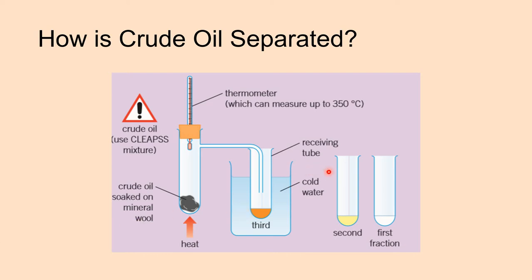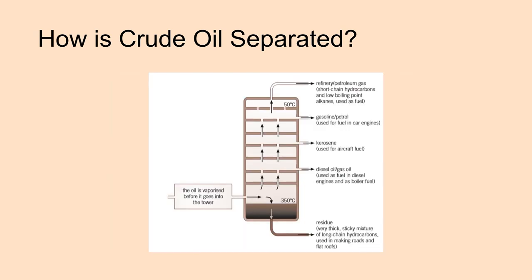So we can collect these different fractions by cooling and condensing the vapours into different boiling tubes, and that's what this cold water is doing. That's helping to lower the temperature to enable us to collect the different fractions as liquids rather than as vapours.